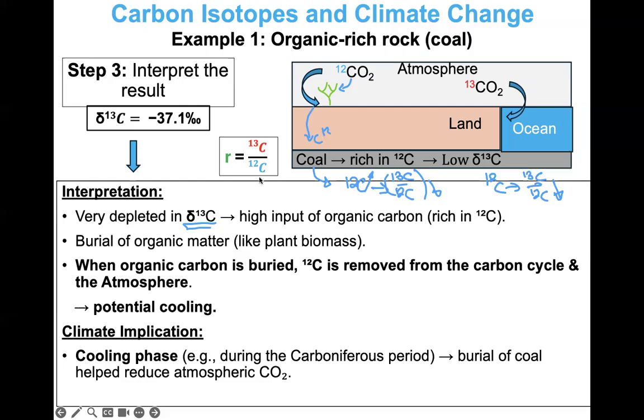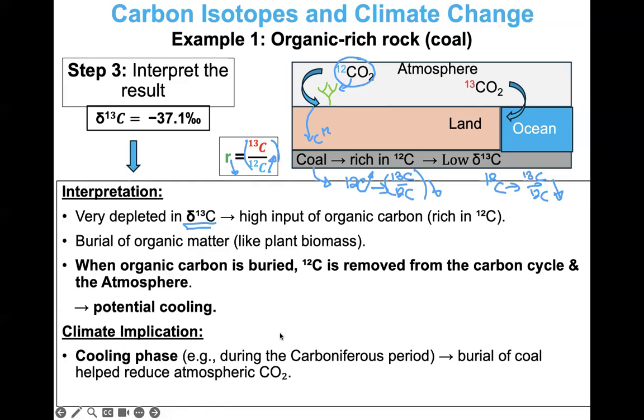Again, if you look at the ratio, remember, when the C12 is higher in the plant, in the coal, the whole ratio is low, so we say it's depleted. When organic carbon is buried, C12 is removed from the carbon cycle and the atmosphere. You remove this from the air, and remember, when you remove this from the air, you have less CO2, and less CO2 means less warming. In other words, we have possible cooling, because it's a contributor. So, climate implication: cooling phase.